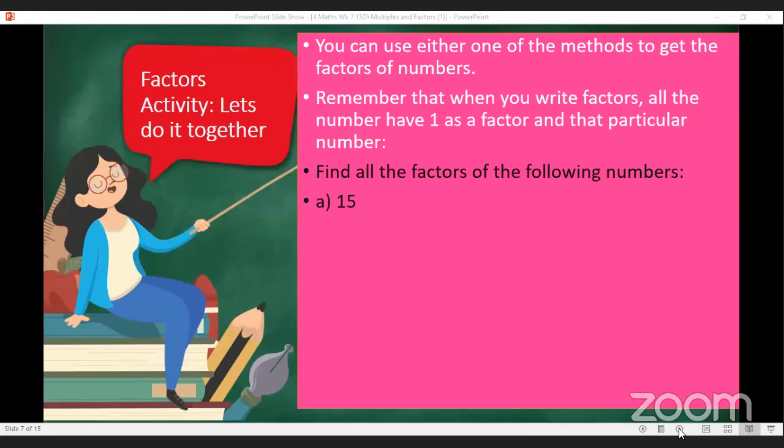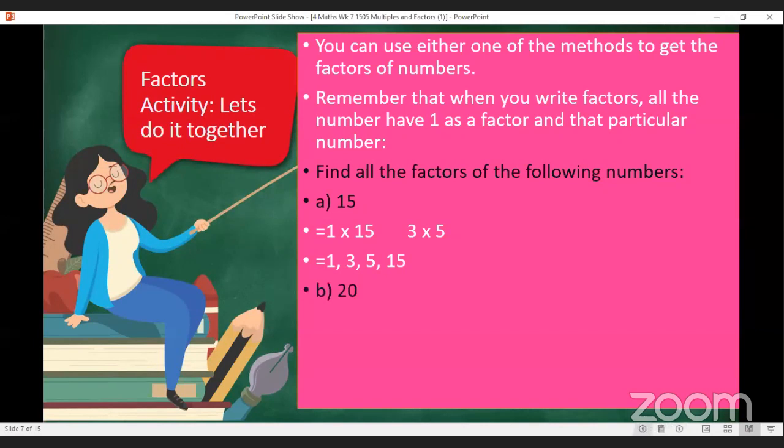I love that she wanted to try. She said she might not give all the answers, but then guess what? She actually gave all the answers. So it's 1 times 15 and 3 times 5. And when we list them, remember I said you list them from smallest to biggest. So it's 1, 3, 5, and 15. Thank you, Tarin, for being the first one to answer that one.